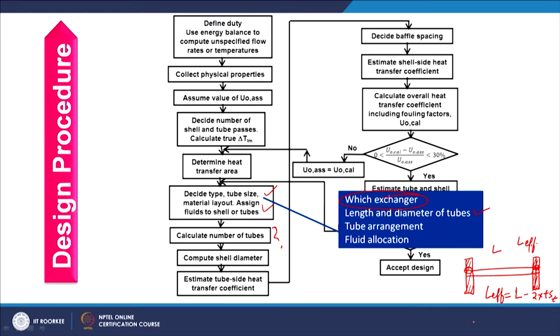Okay? Because whatever number of tubes you have obtained, if the next value is even, that is fine, because passes are at least two pass. So the number of tubes should be even, so that each pass has the complete number, right? And if it is coming odd, like the total number of tubes you have calculated is an odd value, you have to make that even, and then you have to consider tubes in each pass. I hope it is clear.